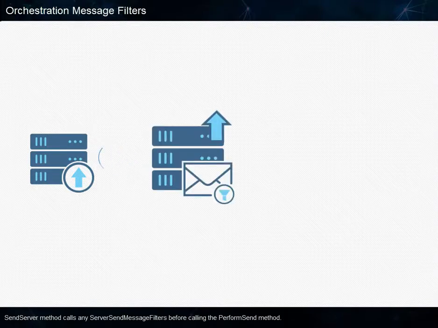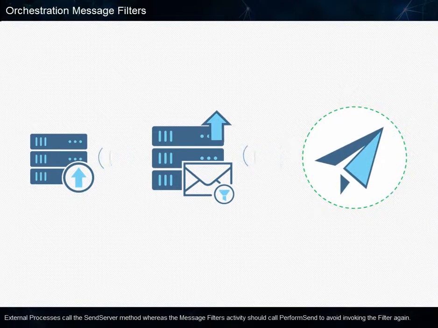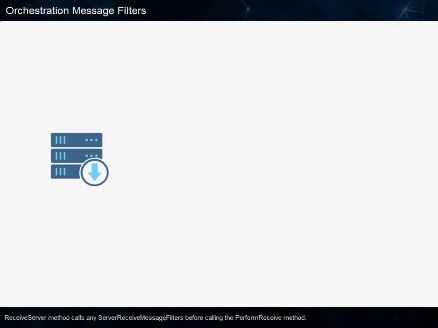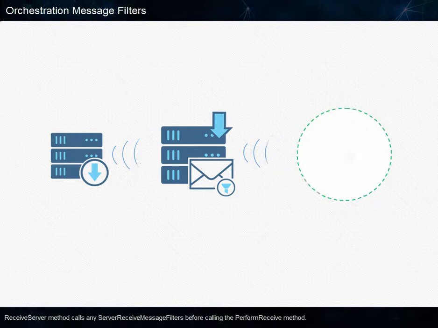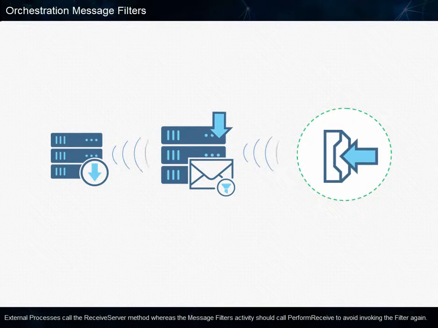Send server method calls any server send message filters before calling the perform send method. External processes call the send server method, whereas the message filters activity should call perform send to avoid invoking the filter again. Receive server method calls any server receive message filters before calling the perform receive method. External processes call the receive server method, whereas the message filters activity should call perform receive to avoid invoking the filter again.